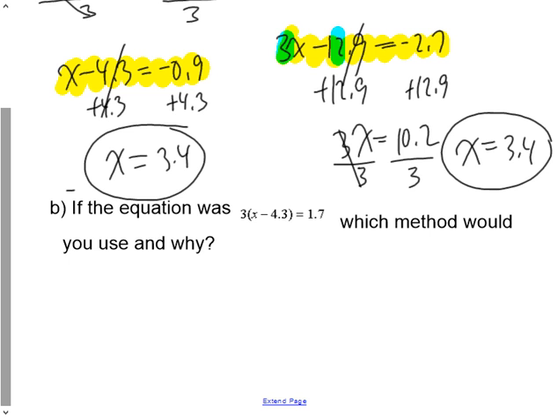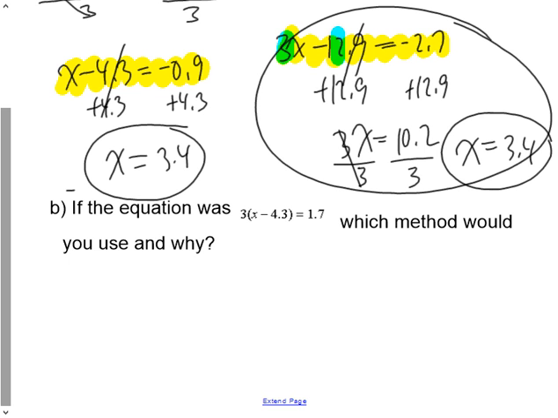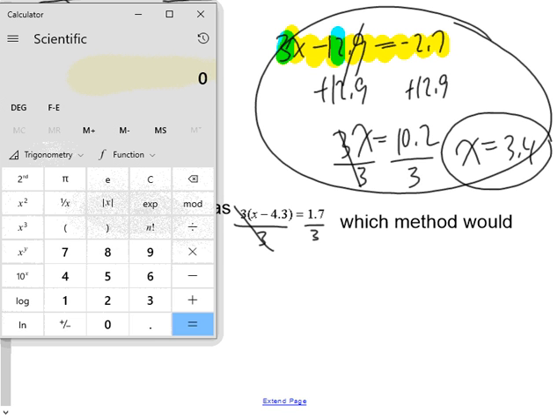Last part of the question says, if the equation was three groups of x minus 4.3 equals 1.7, which method would you use and why? Well, the answer to this question is we would use the second method. And the reason why is, if I divide both sides by 3, and I take my calculator, and I go 1.7 divided by 3, it ends up giving us a repeating decimal, right?